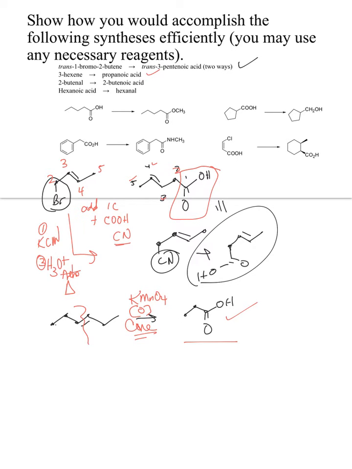Okay, the next one, 2-butenal. So that's an aldehyde. 1, 2, 3, 4. And you're trying to make 2-butenoic acid. So you just want to oxidize this up.